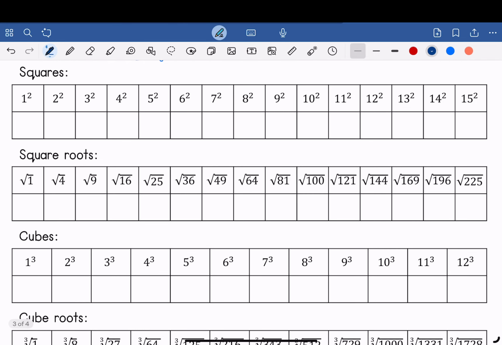So we have here a squares, square roots, cubes, and cube roots chart that you can fill out. And this will help you along with your homework. The more and better you know your squares and square roots and cubes, the quicker it will be for you to find the answers to the questions.